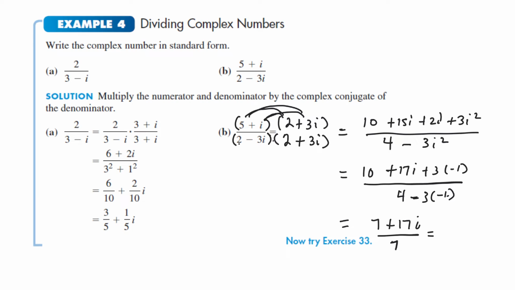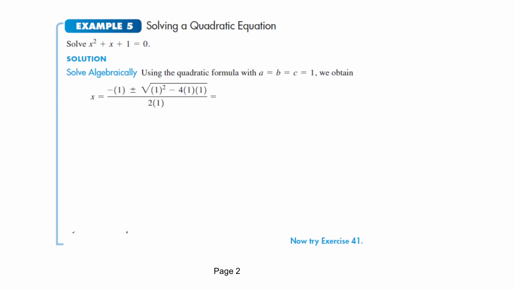So we just finished doing the division by multiplying the numerator and the denominator by the conjugate. So 7 divided by 7 is 1 plus, and you can leave this as a fraction. And all I'm doing here is separating the real and the imaginary part. So 7 divided by 7 is 1. 17i divided by 7, I'll leave it as a fraction.